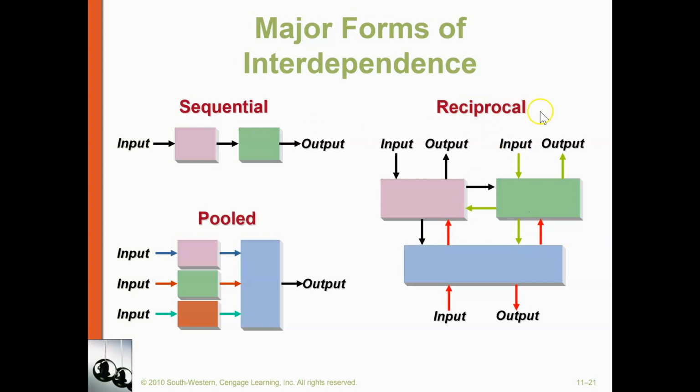Lastly, we have reciprocal. With reciprocal interdependence, activities flow both ways between the units. Example from the book talked about a hotel, where the reservations department, the front desk check-in, and housekeeping all are reciprocally interdependent. If a new guest checks in, housekeeping has to be made aware of it, make sure the rooms are available for the next guests that arrive.